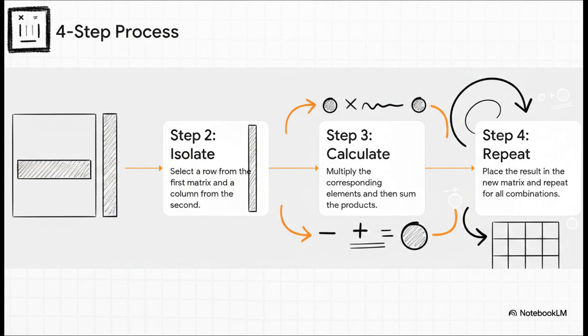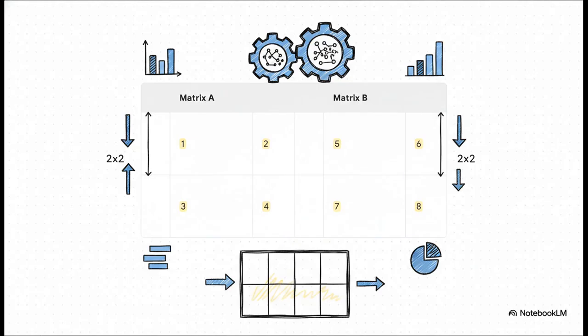Then you just repeat, repeat, repeat until the whole thing is filled out. All right, let's make this real with a simple example. We've got matrix A and matrix B here. Both are 2 by 2 matrices. So step 1, check the dimensions. Matrix A has 2 columns, matrix B has 2 rows. Do the inner dimensions match? Yes, 2 equals 2. We're good to go.